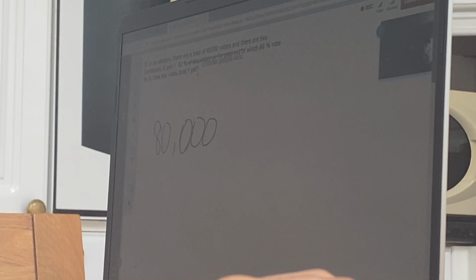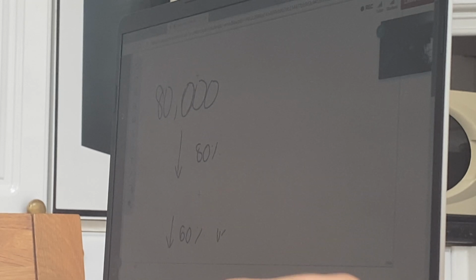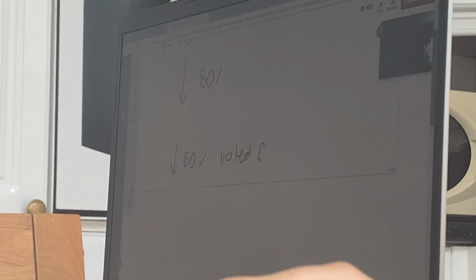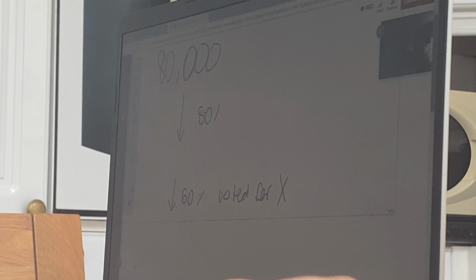Now, not all of those people voted. Only 80% of those voted. And then of the ones who voted, 60% of those people voted for X. So 80,000 isn't the number we take 60% of. First we need to find out how many people voted, then we need to find out how many people voted for X. So how do we work out the first step here?